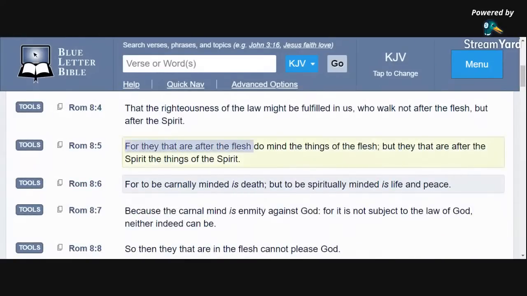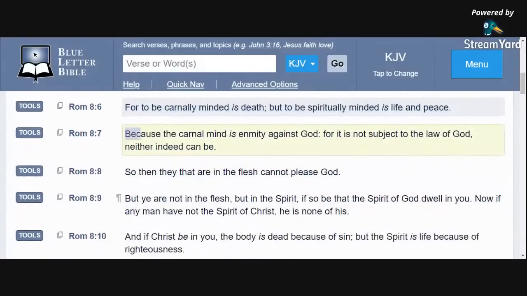Romans 8:5. For they that are after the flesh do mind the things of the flesh, but they that are after the Spirit, the things of the Spirit. For to be carnally minded is death, but to be spiritually minded is life and peace. Because the carnal mind is enmity against the Most High, for it is not subject to the law of the Most High, neither indeed can be. So then they that are in the flesh cannot please the Most High.